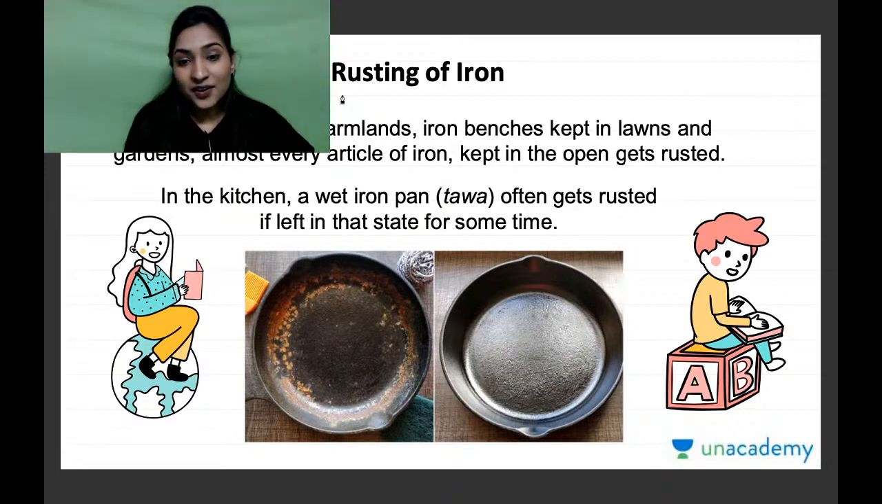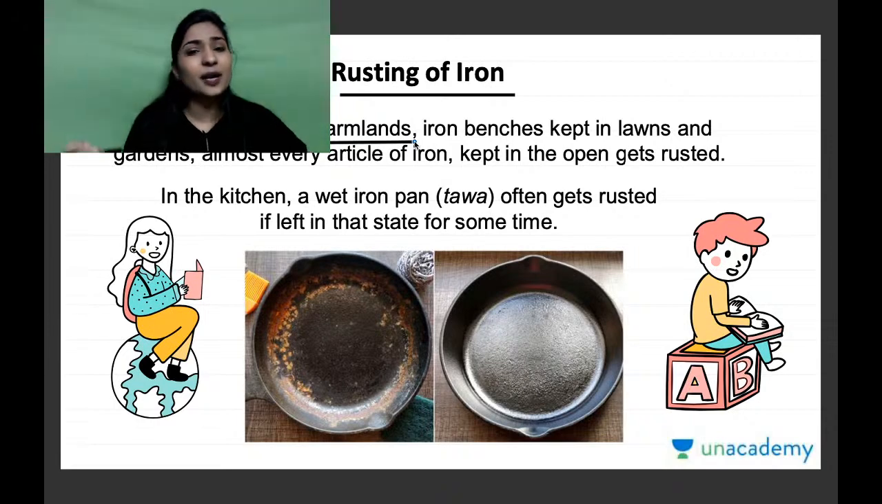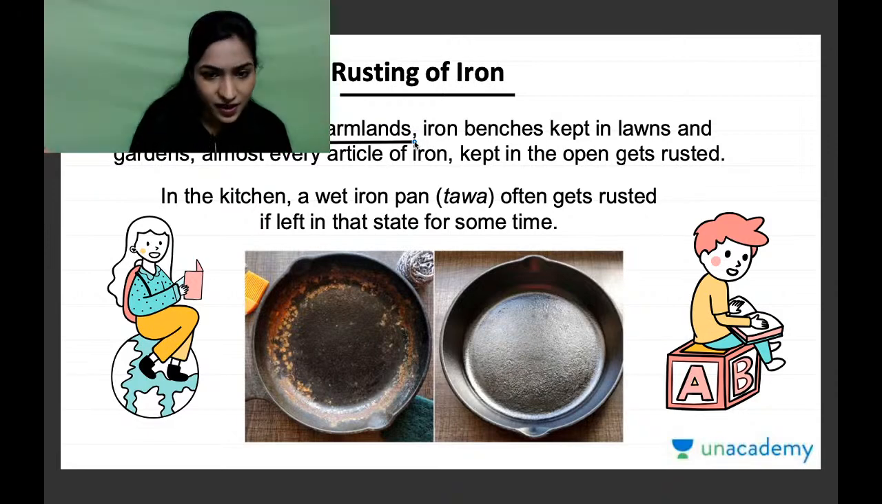Okay. Rusting of iron के बारे में बात करते हैं. Rusting of iron कहाँ होता है? Iron gates of parks और farmlands. कहीं पर आप देखते हो बाहर में इतने सारे आयरन के गेट होते हैं, लोहा का गेट जिसको बोलते हैं, वो सब तो ऐसे ही पड़ा रहता है, बहुत अच्छे से साफ सफाई भी नहीं होती है.